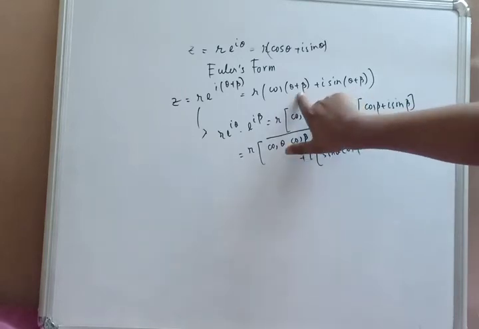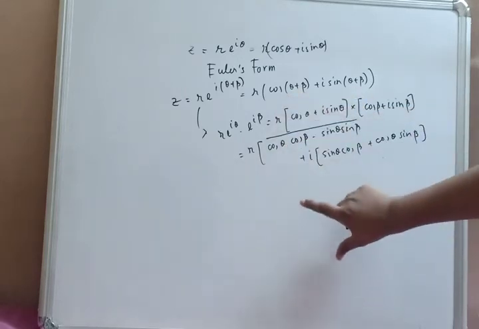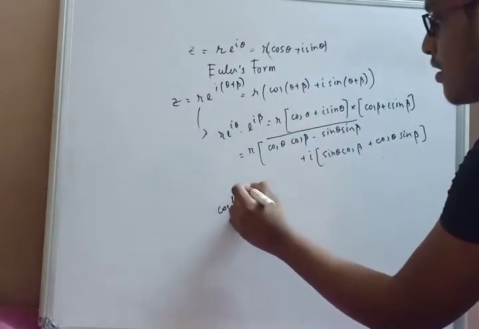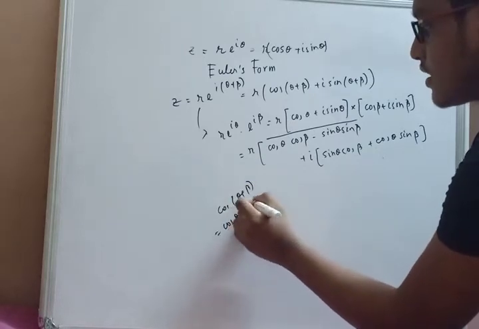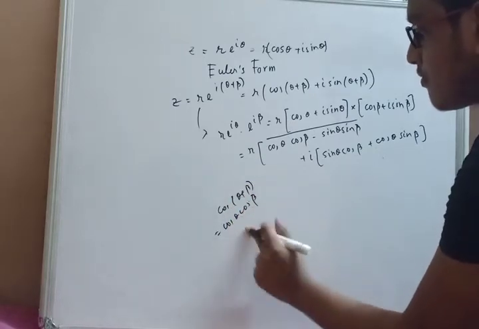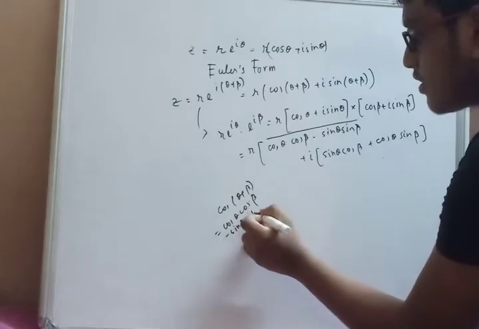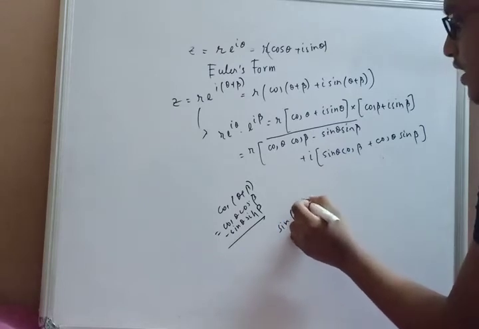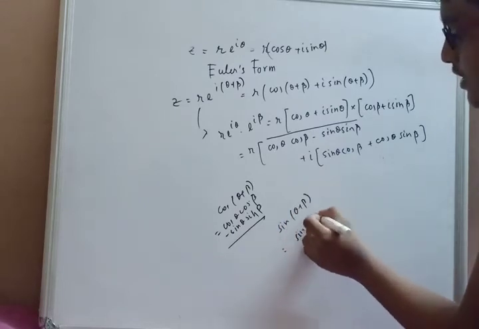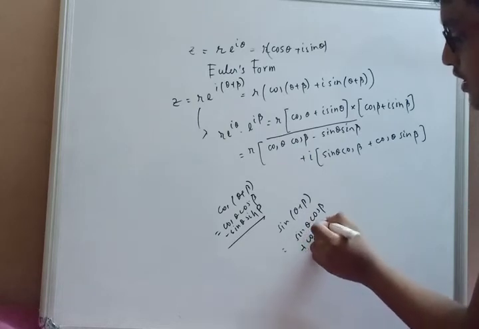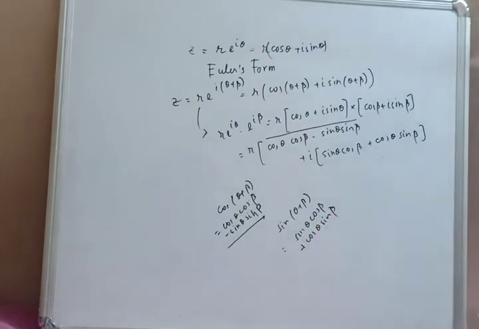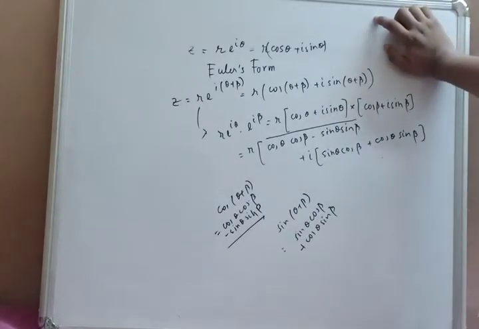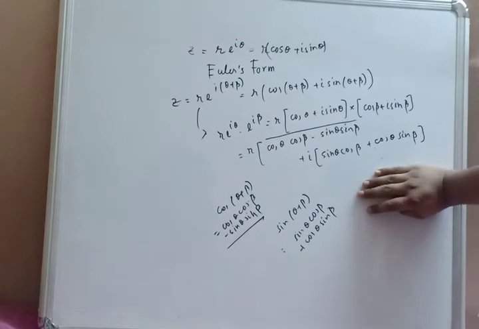Now for two complex numbers to be equal, their real parts and imaginary parts must separately be equal. So from this we can write cos of theta plus beta is equal to cos theta cos beta minus sin theta sin beta, and sin of theta plus beta we can write as sin theta cos beta plus cos theta sin beta. See how much work has been reduced. No knowledge of geometry is required. No previous knowledge of compound angles is required.